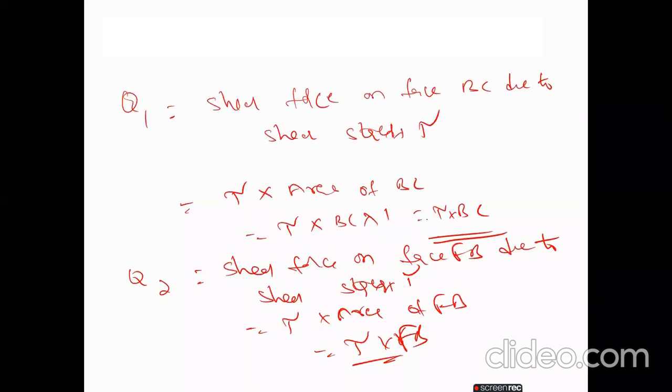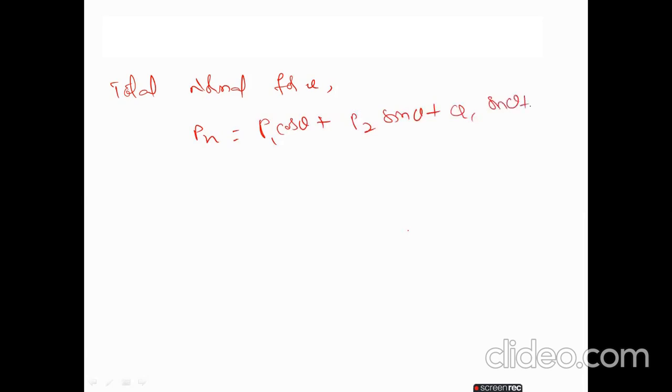P1, P2, Q1, Q2. So resolving about two forces, what happens? These are the oblique section. Then what about total normal force? We have to calculate the total normal force. That is Pn equal to P1 cos theta plus P2 sin theta plus Q1 sin theta plus Q2 cos theta.